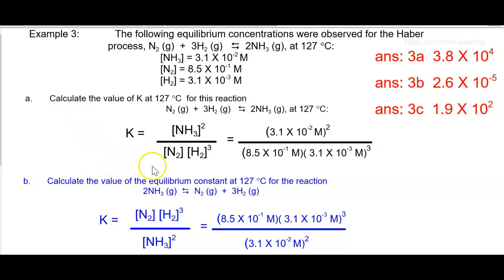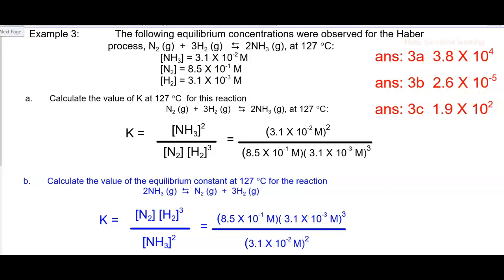Now for part B, so this blue part here is part B. We want to know 2 NH3, so here's the reaction. So we write the expression. These are our products, N2 and H2 cubed and NH3 squared. Plug in the values from the concentrations and we get that value. So when we do this, we're going to get 2.6 times 10 to the negative fifth.